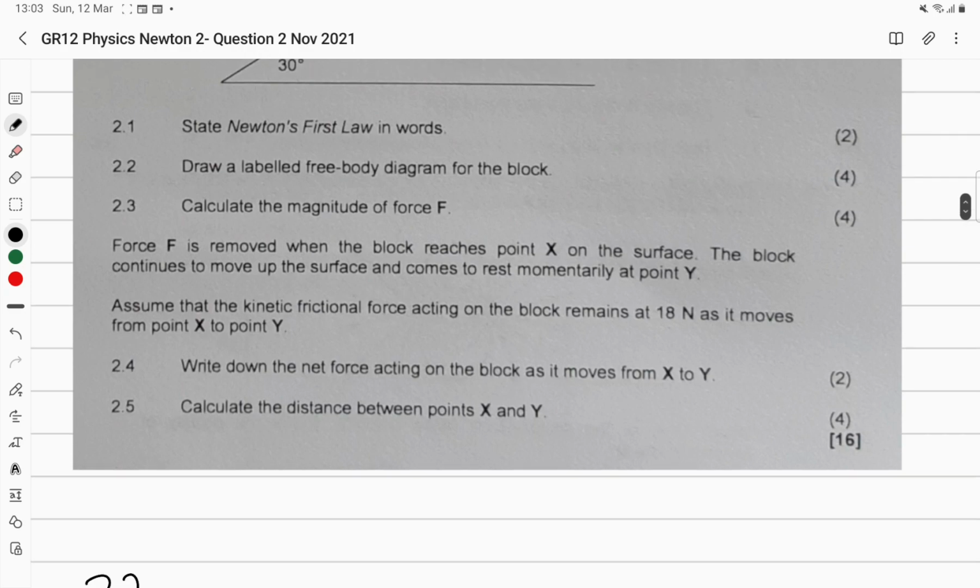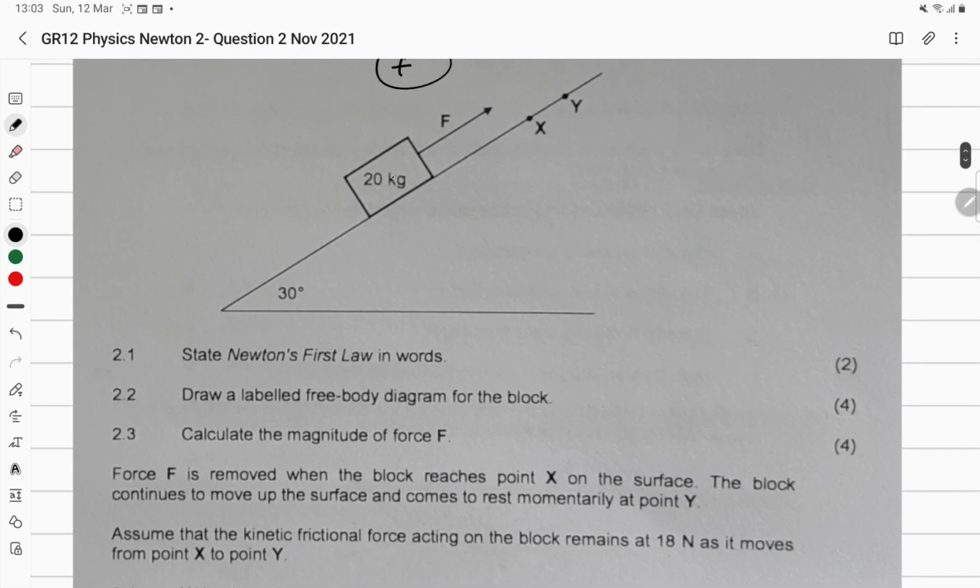2.2, draw a labeled free body diagram for the block. So there's the block. Let's just quickly do a rough one. There's FG. We have an FN from the surface, perpendicular to the surface. Actually, it's a free body diagram, so I'm just going to do it like this, not a force diagram. Then we have friction going down and a force going up. There'll be F applied, FG, and FN. I think it's 4 marks. Yeah, I got 4 vectors.